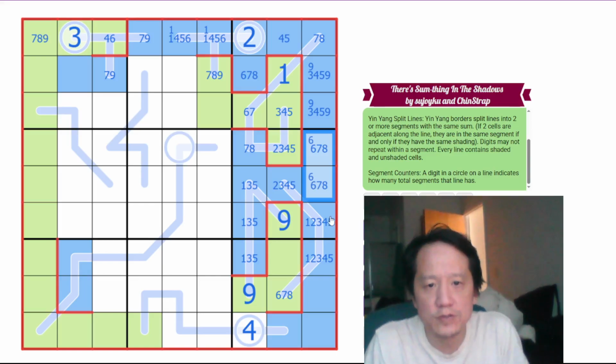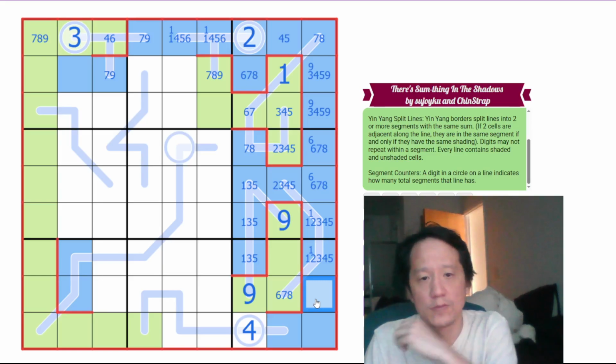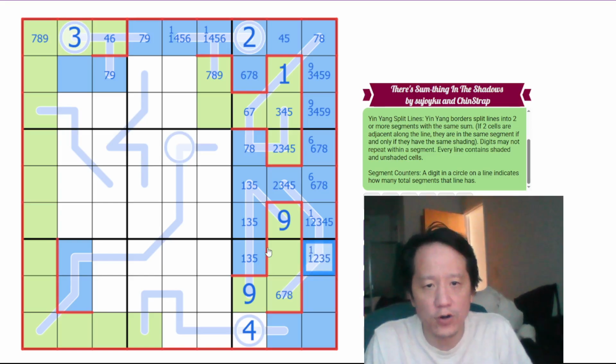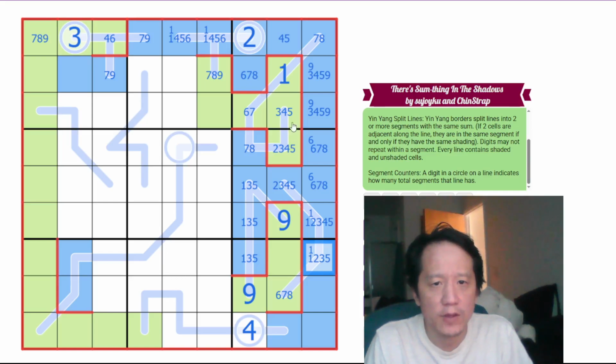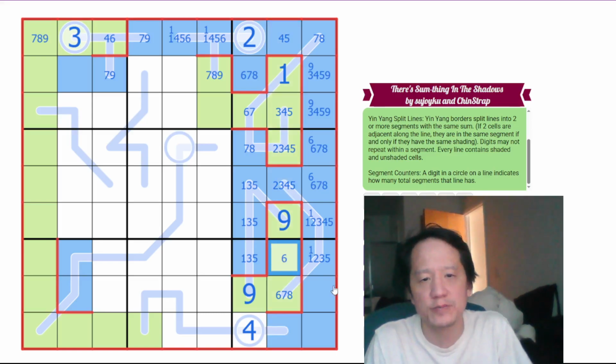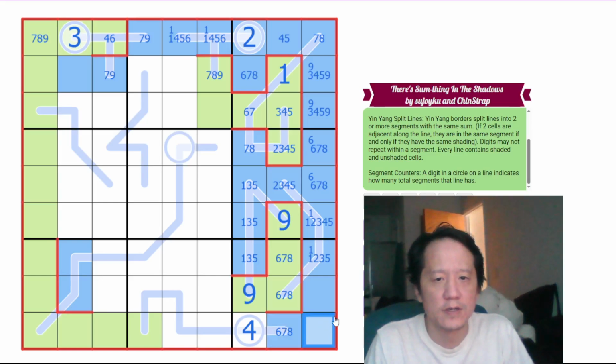6 is one of these 2 digits. 1 has to be one of these 2. 1 has to be here. This can't be 1. This can't be 4. We have a 2, 3, 4, 5 quadruplet in column 8, which eliminates 2, 3, 4, 5 in the rest of the column. So this is 6, 7, 8, 6, 7, 8. That leaves this as 1, 2, 3, 5.